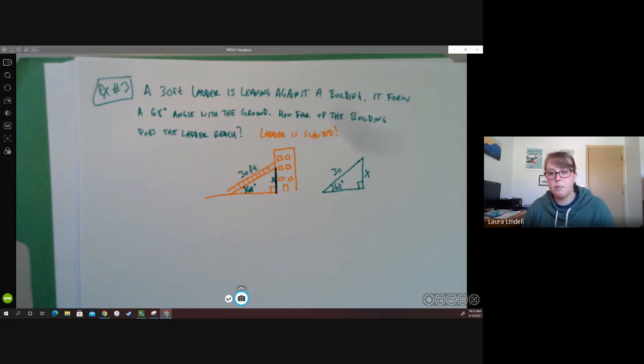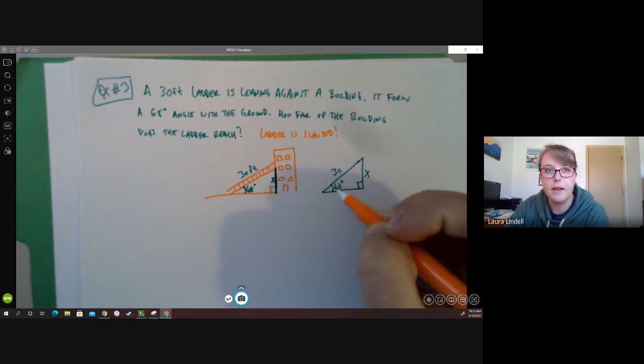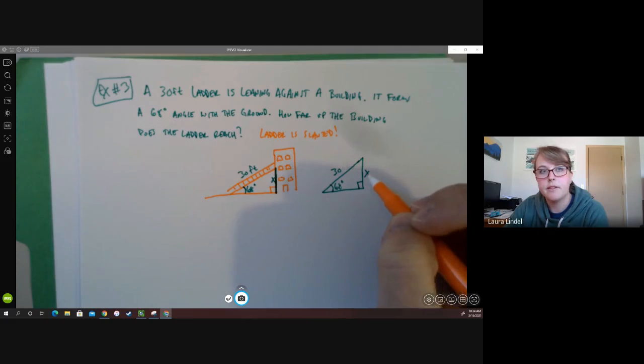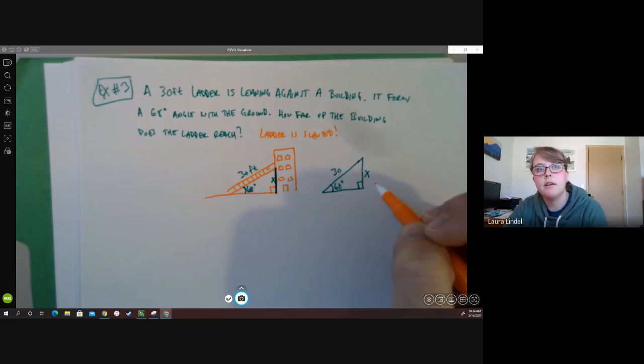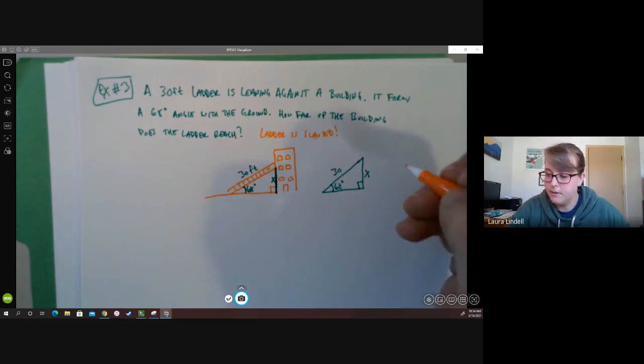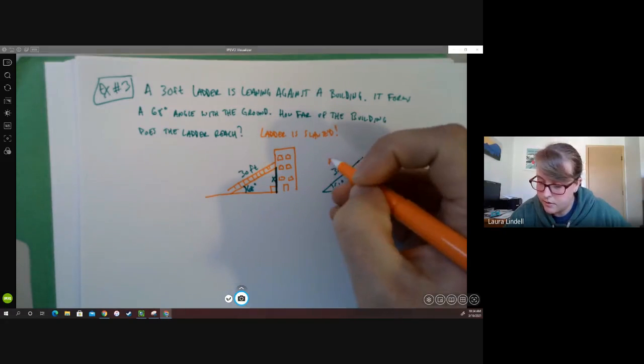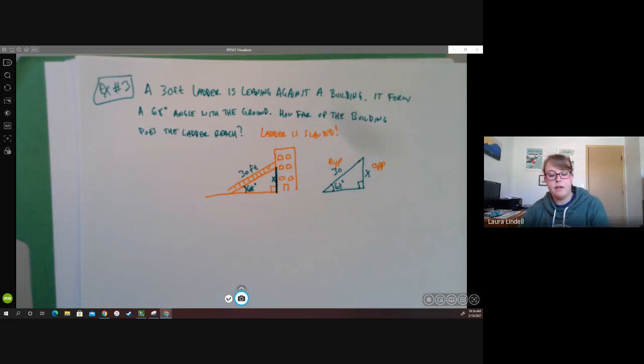So then we want to set up a problem that goes with this. Now I can start labeling my sides with respect to this angle that we know. So x and 30 are the two sides I'm looking at here. Is x opposite, adjacent, or hypotenuse? Opposite. How about 30? Hypotenuse. So if I'm working with opposite and hypotenuse, which trig function should I use? Sine. You're way ahead of me, Jade.